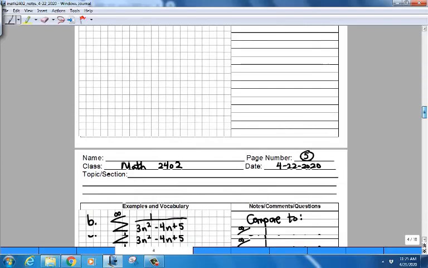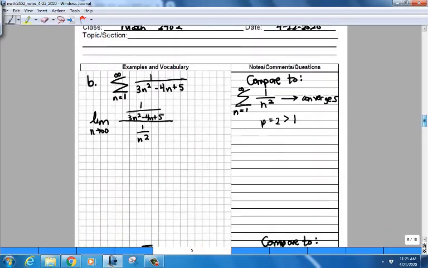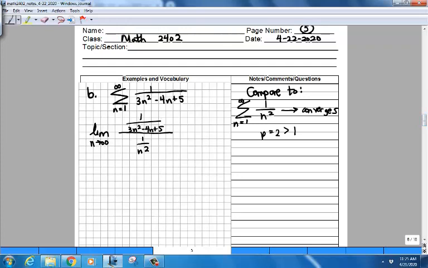So mostly in these examples, I've given you hints, or told you actually what I think you should compare the series to, but I'll try to give you ideas of how I arrived at the comparison series. Okay. So here, this is a complicated series. We're trying to determine if this sum of 1 over 3n squared minus 4n plus 5, as n goes to infinity, adds up to infinity. In other words, does this series converge or does it diverge?